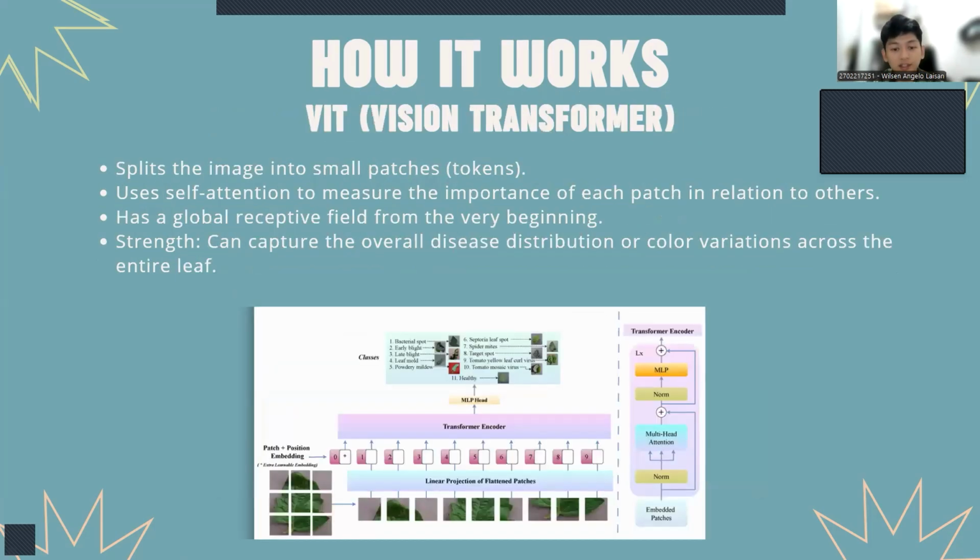Now, how it works on ViT. On the other hand, ViT works very differently. It divides an image into several small parts called patches. Then, through the self-attention mechanism, it looks at all the patches at once to decide which ones are the most important and how they relate to each other. This allows ViT to understand the global context, such as how disease spreads across the entire surface of a leaf.